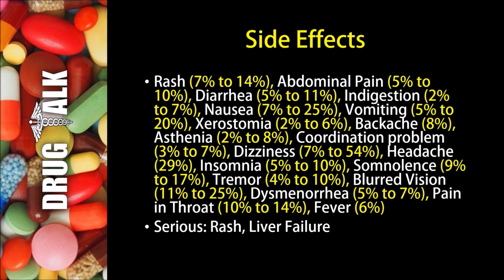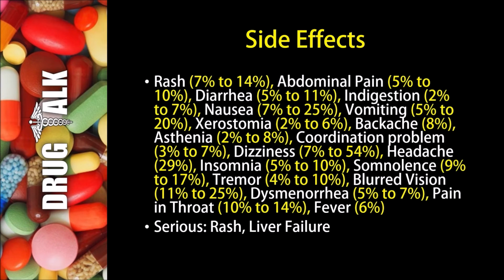Now, what about side effects with lamotrigine or Lamictal? So we see that 7 to 14% of patients may develop a rash. Abdominal pain may come in between 5 and 10%. 5 to 11% of patients may experience diarrhea, and indigestion may happen 2 to 7% of the time. Nausea may happen between 7 and 25%, and vomiting may happen 5 to 20% of the time. Xerostomia, or dry mouth, comes in at a rate of 2 to 6%, and a backache may happen in 8% of patients.